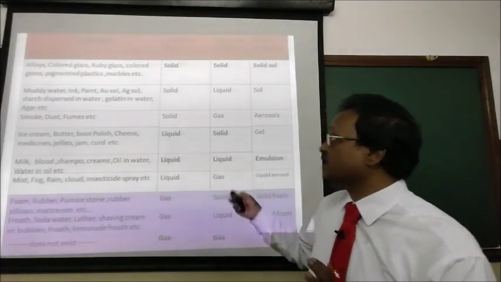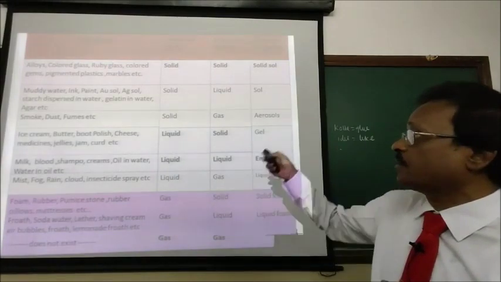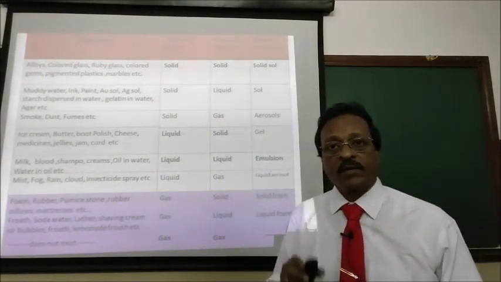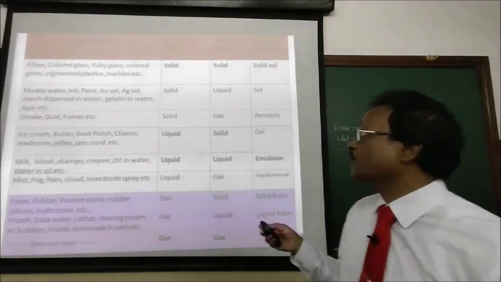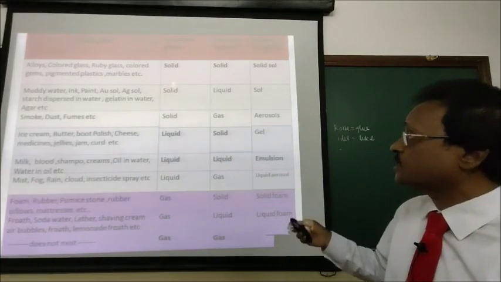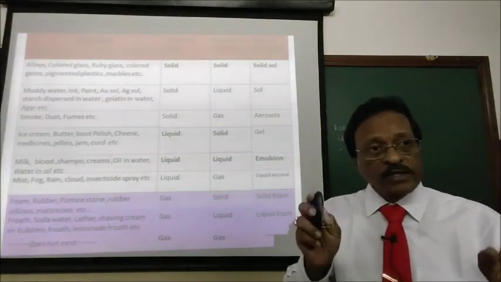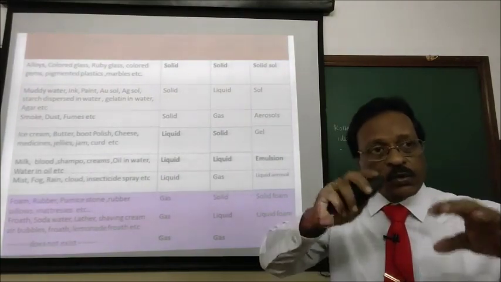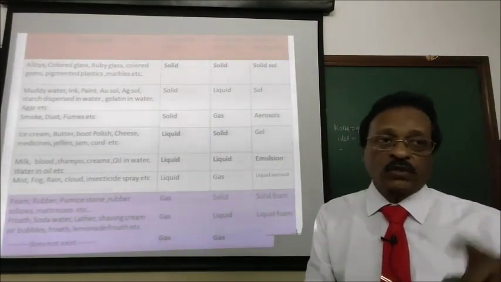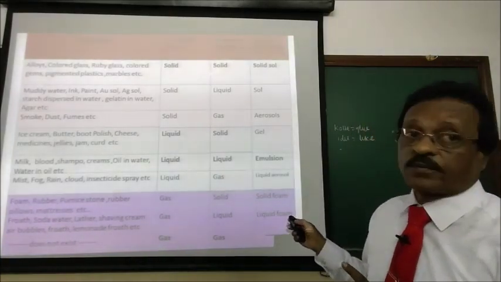Based on the physical state of the dispersed phase and dispersion medium, a large number of examples have been given under colloids. The colloid may be solid, liquid, or gas, whose particle size varies between 1 to 1000 nanometer, or 10 power minus 9 to minus 6 meter. It diffuses very slowly through the parchment membrane, and we call it a colloid. But a colloid is not homogeneous; it is a heterogeneous system consisting of a dispersed phase and a dispersion medium.